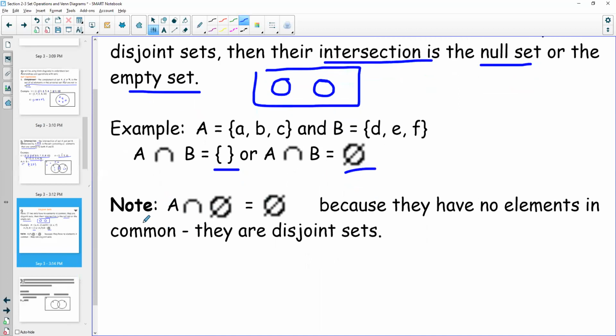One of the things to note here is that if I have a set and an empty set, the intersection is going to also equal an empty set because they're disjoint. If there are things in A and there's nothing in the other one, they can't match.